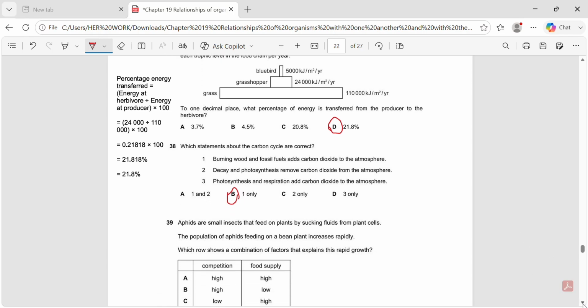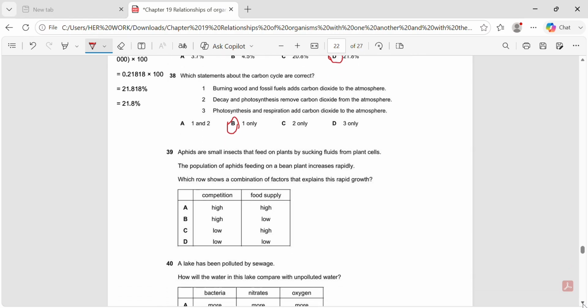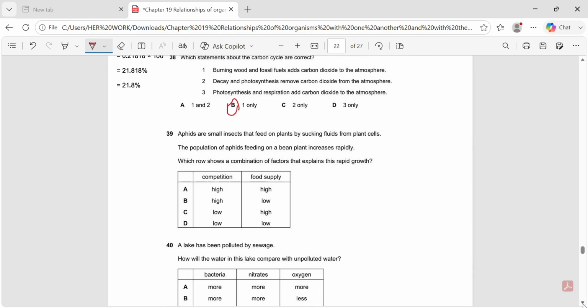We have another question. This question says, aphids are small insects that feed on plants by sucking fluids from plant cells. The population of aphids feeding on a bean plant increases rapidly. Which row shows a combination of factors that explains this rapid growth? A population grows rapidly when there is low competition and a high food supply. Under these conditions, more individuals survive and reproduce successfully. So, C is the correct answer.